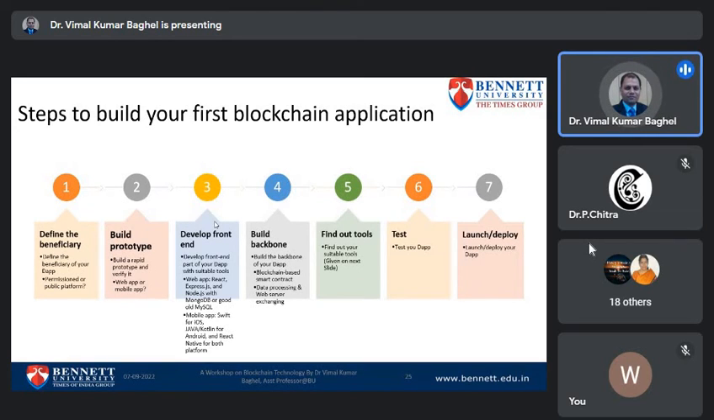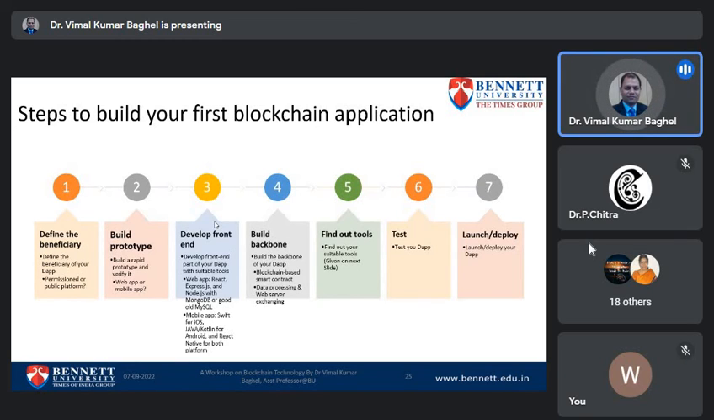Whether we have to create a mobile application or a web application, or both, we have to decide in the second step. Then we will have to develop a front end, and this front end will be developed with the help of web development tools, for example React, Express.js, Node.js, MongoDB, and mobile apps will be developed with the help of Swift for iOS, Java or Kotlin for Android, and React Native for both platforms.